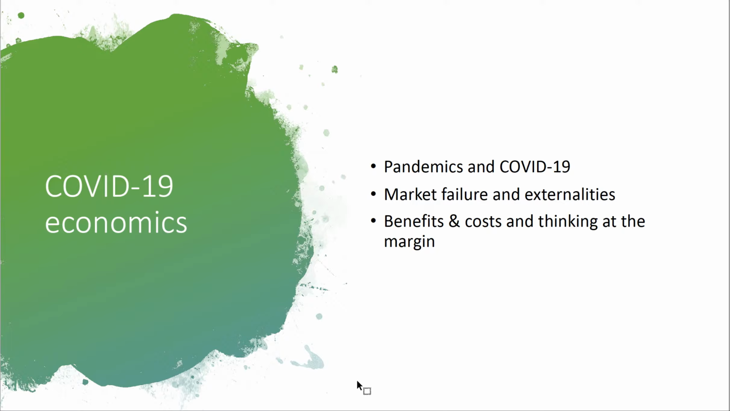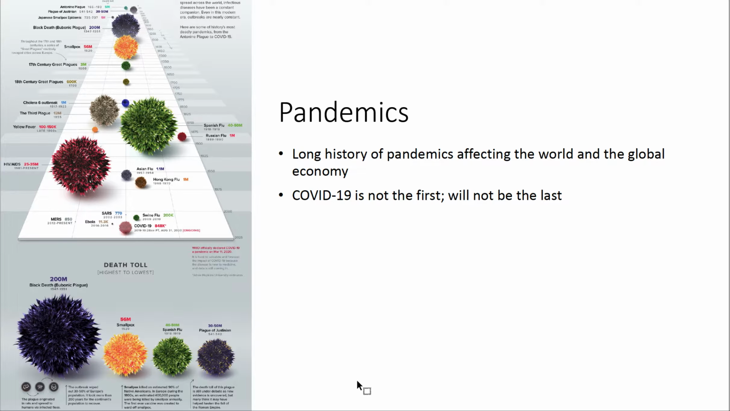There's no price on this virus. If you have it and you cough on me, you don't pay me money. I don't pay you money not to cough on me. It's what we would consider a market failure. Typical economics can't solve this. This is where government intervention comes into play. And the word that we use to describe this particular market failure is an externality, which we'll define later. And then we'll also look at some benefit costs and thinking at the margin.